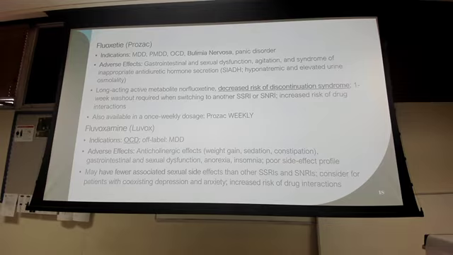So next up, fluoxetine or Prozac. This is like one of the first SSRIs that came onto the market. We use it for a lot of different things, and we have a lot of good data behind Prozac. Prozac is a great drug. It's one of my favorites, right? But it has some unique characteristics, right?